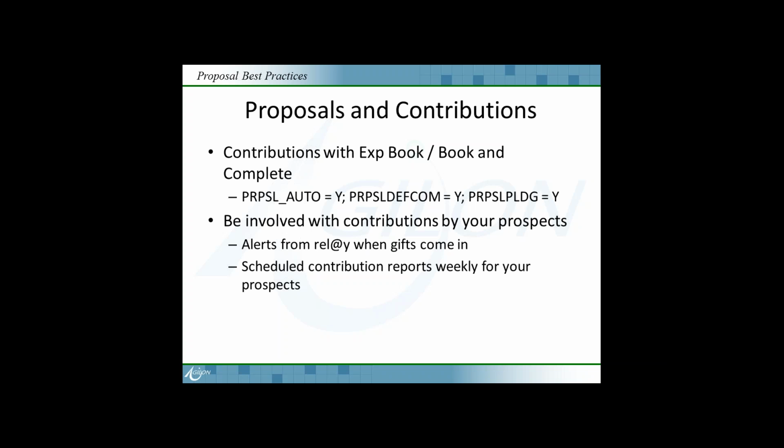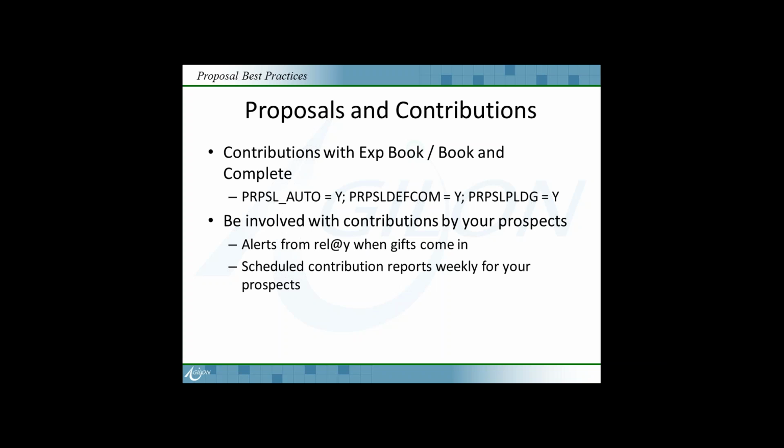If you don't have Relay, and maybe even if you do, setting up scheduled contribution reports that are maybe happening weekly for your prospects. So the way that this report would work is it would kick off every week, maybe at the end of the week, maybe at the beginning of the week. But what you would see then is a list of your prospects that have proposals and whether or not the contributions have been tied, and the contributions that have come in that period, and whether or not they were tied to a proposal or not.